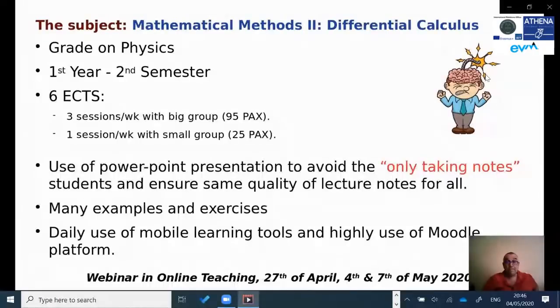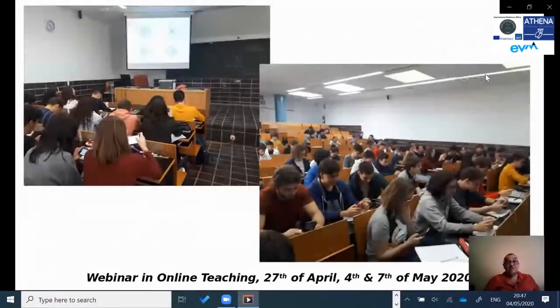Okay, this is the way I used to teach, using PowerPoint presentations that provide lecture notes to the students, mainly to avoid generating students who only take notes, and at the same time dedicating time on the blackboard to discuss many examples and exercises. And one of my characteristics in teaching is the use of mobile learning tools. This is an example of a picture.